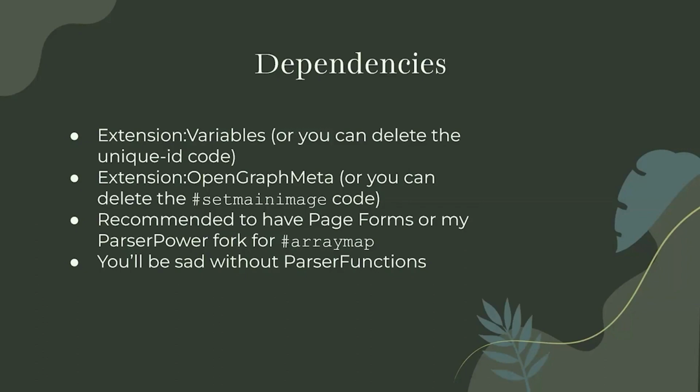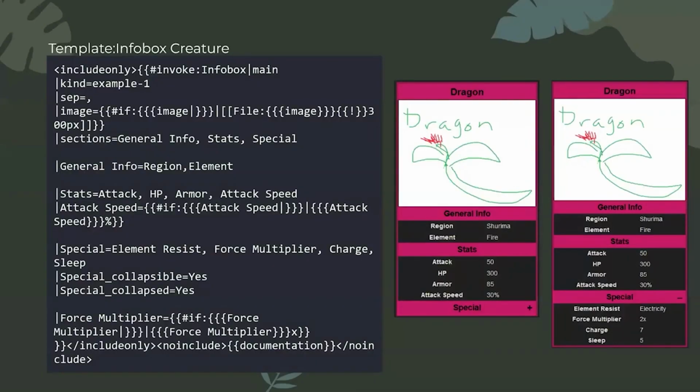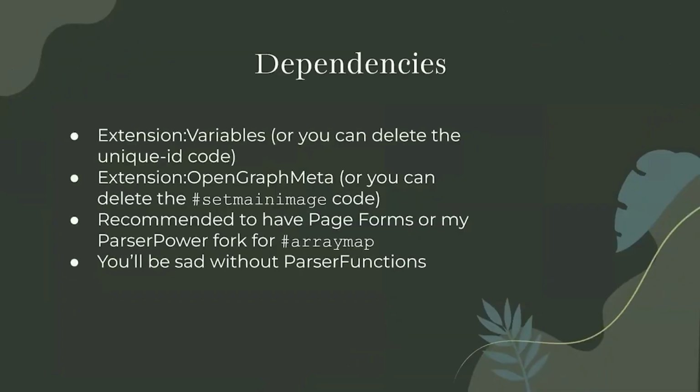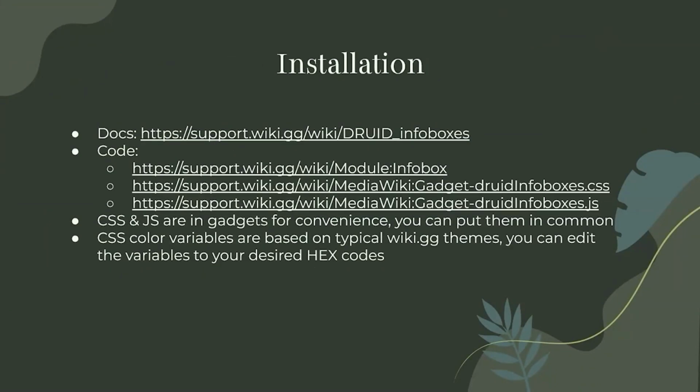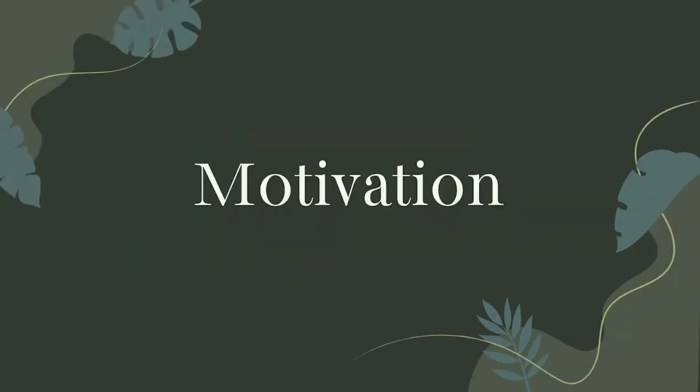And you'll be a little bit sad without parser functions. Again, if we look over here, there are times that you want to use if because you want to add additional formatting to whatever the user is specifying. So, I mean, you're going to be sad on any wiki without parser functions. The installation, you can copy paste the code from these pages. Documentation is on the WikiGG support wiki, and you can import the CSS and JavaScript either into gadgets or into your common CSS and JS.